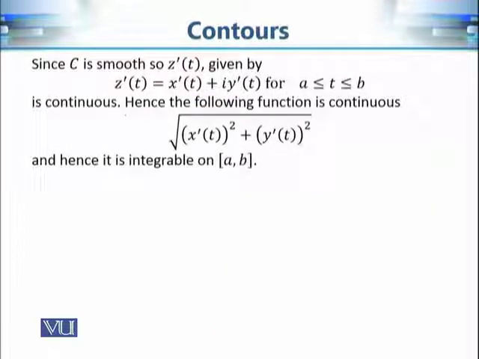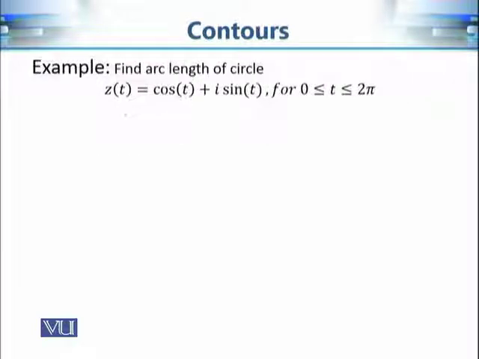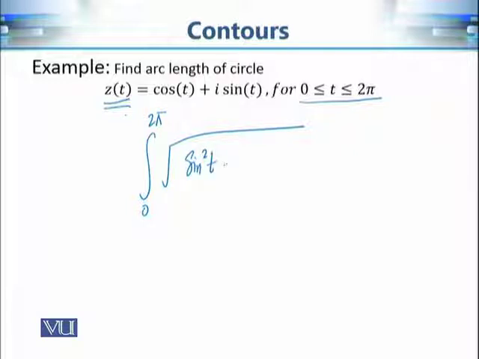Now x prime of t is continuous, y prime of t is continuous, the squares of them are continuous, the sum is continuous, and at the end the square root is continuous. That's why this integrand is a continuous function, and we know from real analysis that continuous functions can be integrated very easily. In particular, if we take z of t to be equal to cosine t plus iota sine t, and we want to calculate the arc length, then we can use this formula, from 0 to 2 pi, the square root of: the derivative of cosine t is minus sine t, so it becomes sine square of t, and the derivative of sine t is cosine t, so cosine square of t, dt.